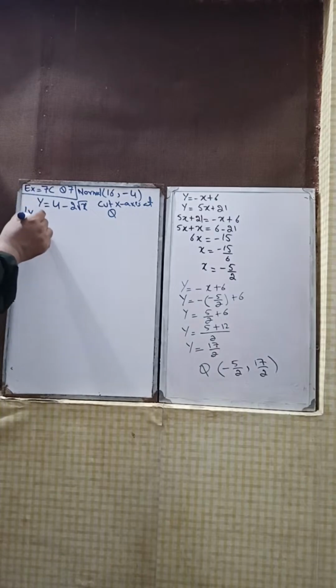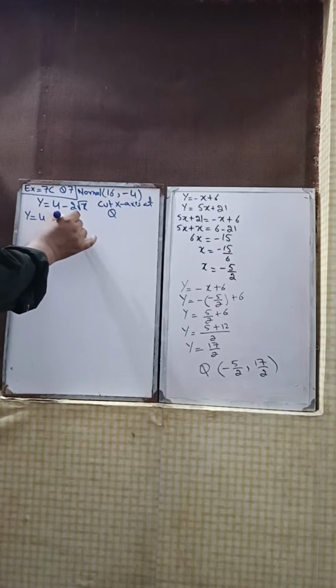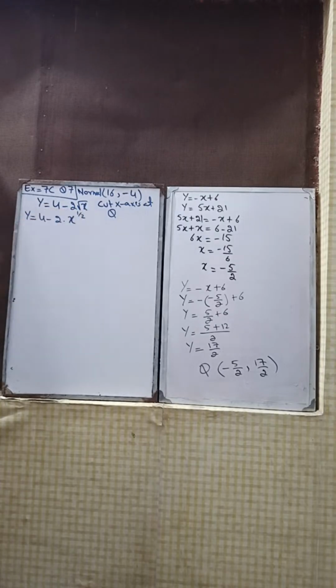So the method is very simple. I'm going to differentiate, because I want to find the equation of the normal at the point P. This is point P. So we will differentiate it. So dy by dx will be equal to the derivative of the 4. But before taking the derivative, let me write it in exponential form. y is equal to 4 minus 2 into x raised to the power 1 by 2.